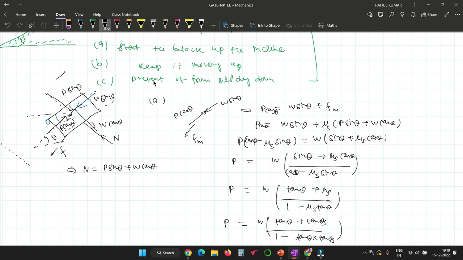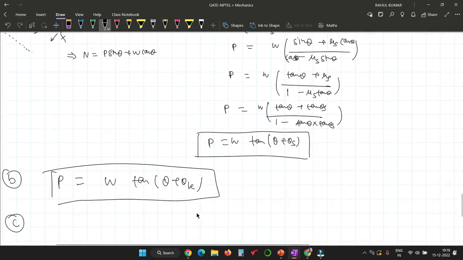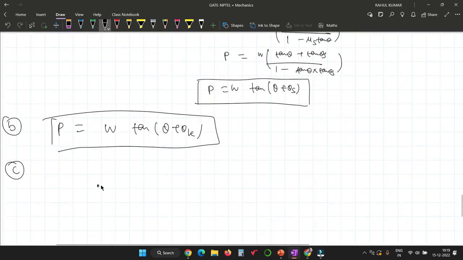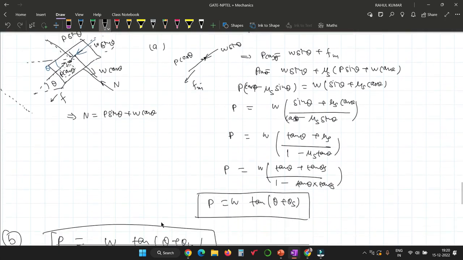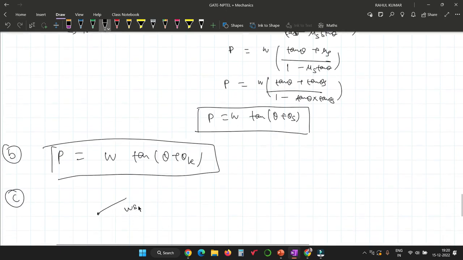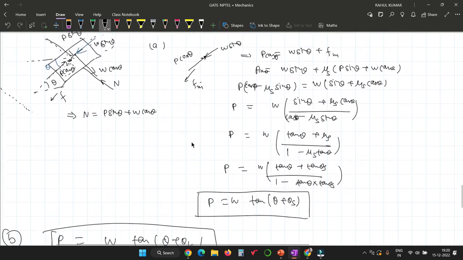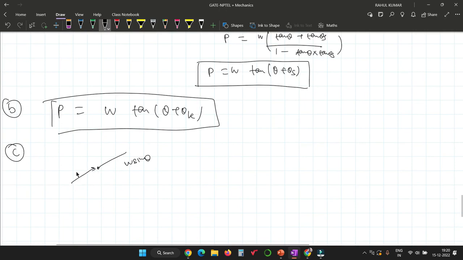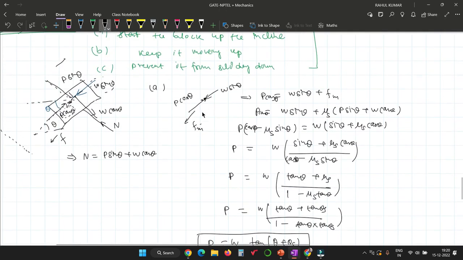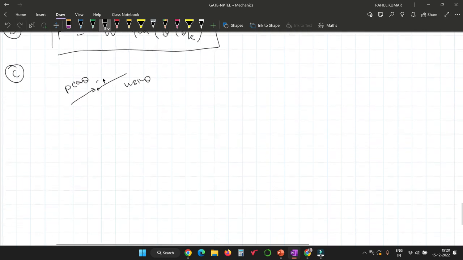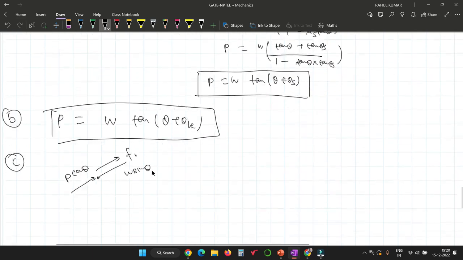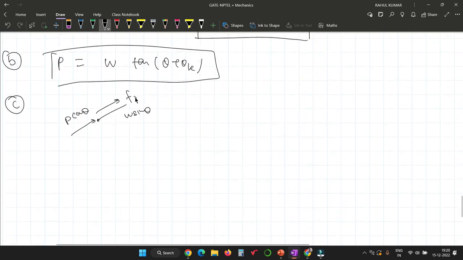Tell me, are you getting it or not? Yeah, yeah. In that situation, everything will remain the same. I mean, here it is W sine theta, and here it is P cos theta. But this time, the direction of friction will get reversed. So it will become Fs.